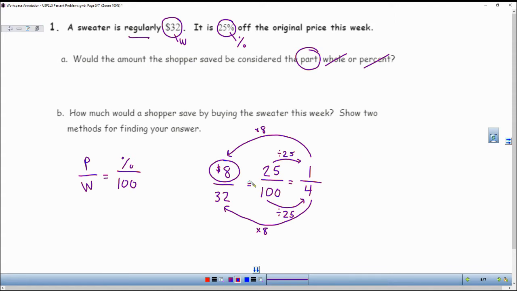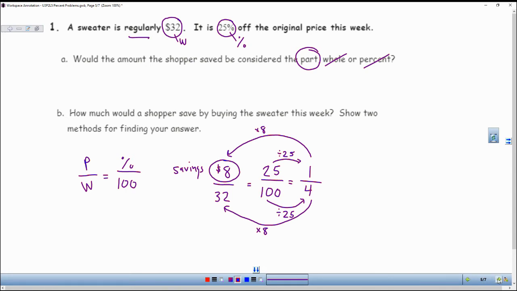Now, my question would be, well, how much does the sweater cost? Some might say it's $8, but $8 is how much was saved. So you do 32 minus 8. The sweater would cost $24 with the discount. But that's not really what we're trying to find. We're trying to find the savings. And that's going to be the $8. That's the savings.